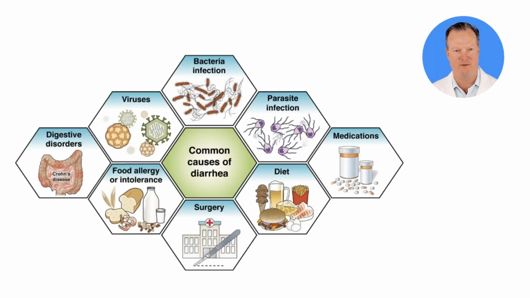Diarrhea can be caused by various reasons. Let's take a look at some of the common causes together. One of the most common causes is viruses. Multiple viruses, such as norovirus, adenoviruses, astrovirus, cytomegalovirus, and viral hepatitis, can cause diarrhea. Rotavirus is a common cause of acute childhood diarrhea. The virus that causes COVID-19 has also been associated with gastrointestinal symptoms, including nausea, vomiting, and diarrhea.